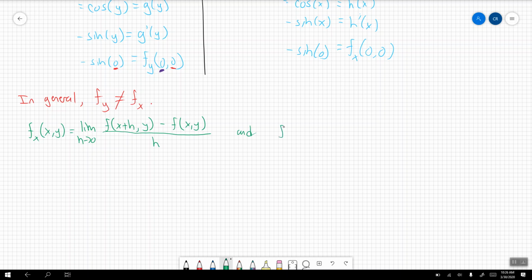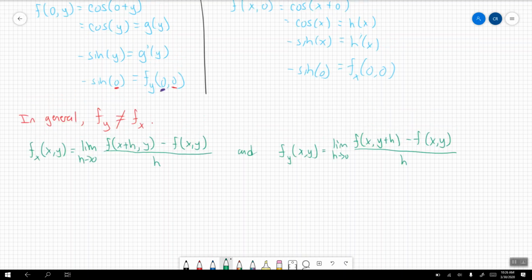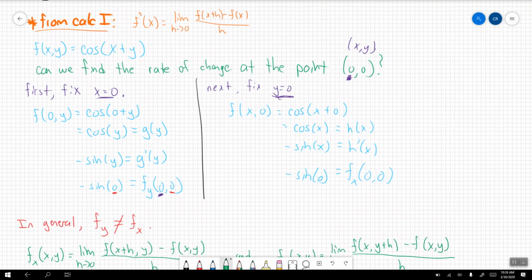And if we're looking at the derivative with respect to y, this is going to be f prime of y for these x's and y's, the limit as h is approaching 0 for f of x, comma, y plus h minus f of x, y. Now, if you notice, these definitions are very, very similar to the definition that we had from Calc 1.